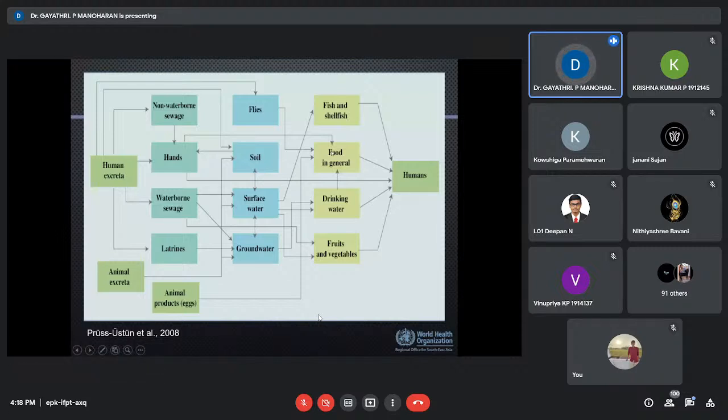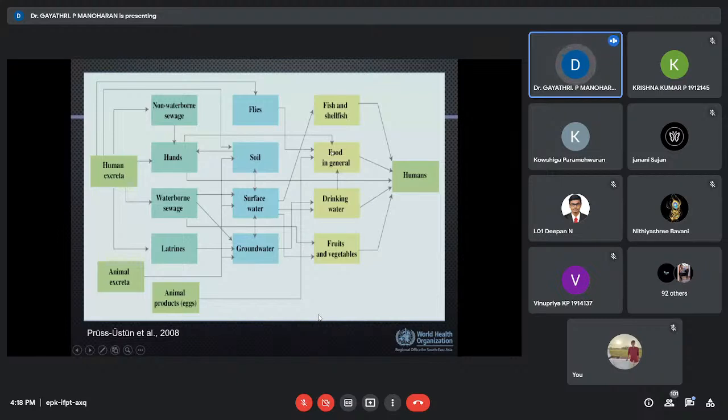Even now, there are some villages that don't have washrooms. There are no toilets in their homes. They use open space and open water areas like ponds for their washing. So these areas are affected, with the surface water and the groundwater also. So these are the main sources: flies, soil, surface water, and groundwater.